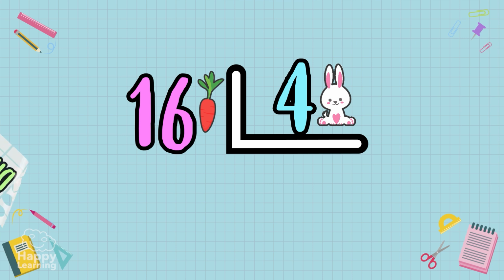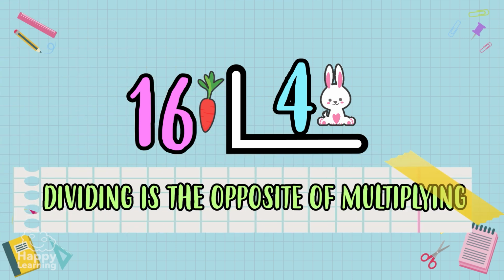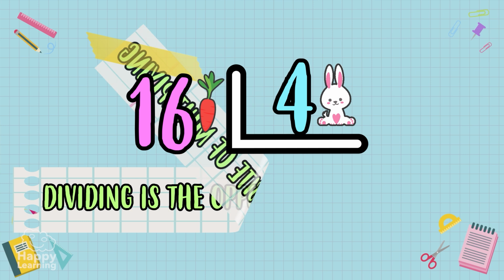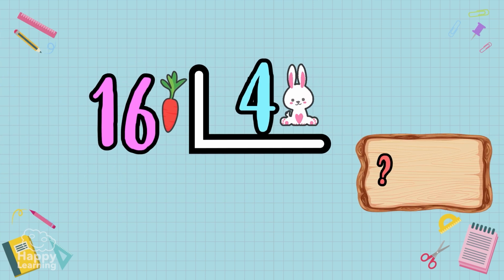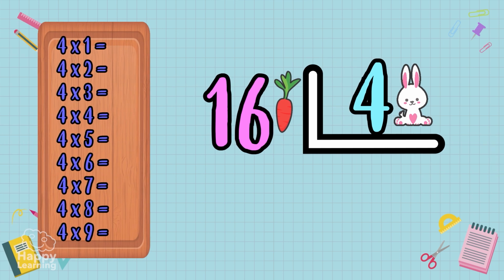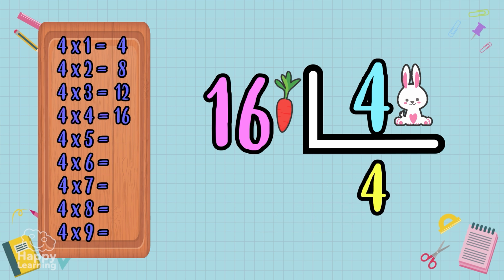We have to know that dividing is the opposite of multiplying. So to know how much 16 divided by 4 is, we have to know what number multiplied by 4 gives us a total of 16. That's why it's very important to know the times tables. Let's try. 4 times 1, 4. 4 times 2, 8. 4 times 3, 12. 4 times 4, 16. Here we have the number we were looking for. And we put it here.